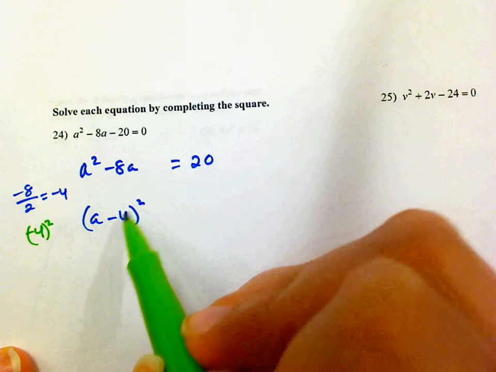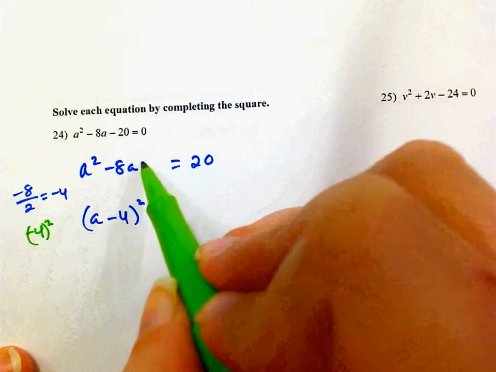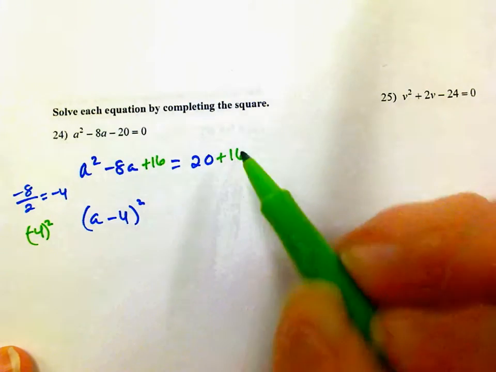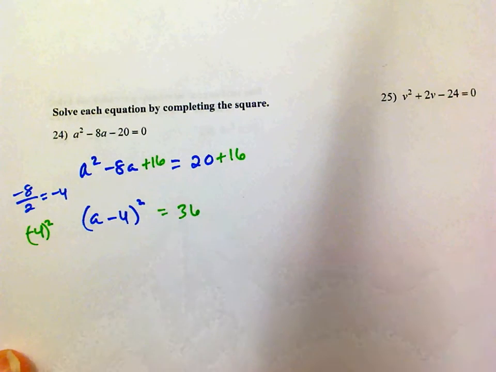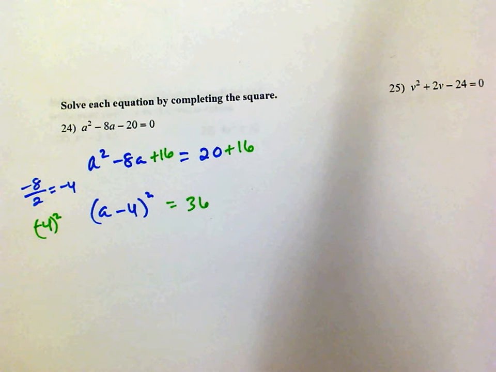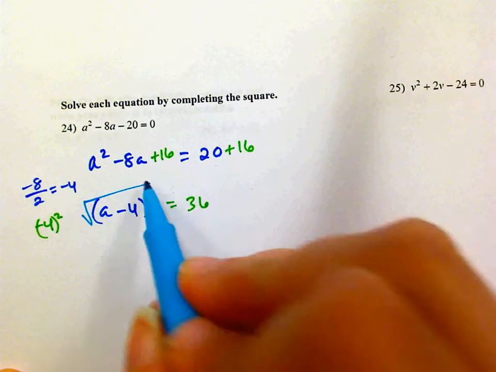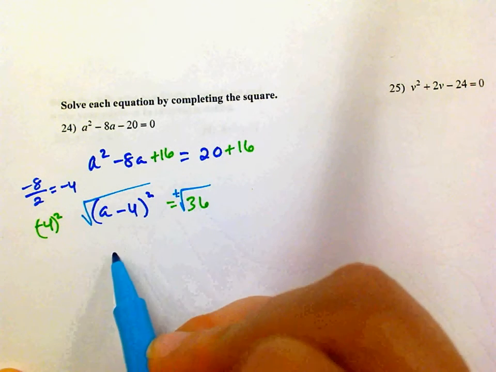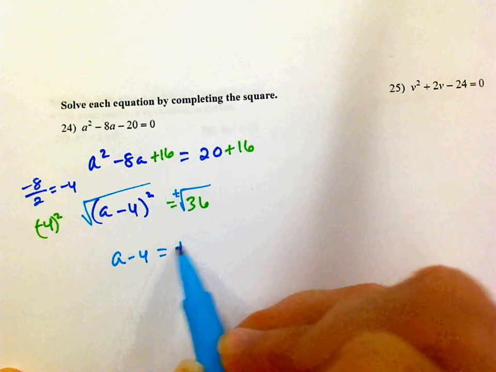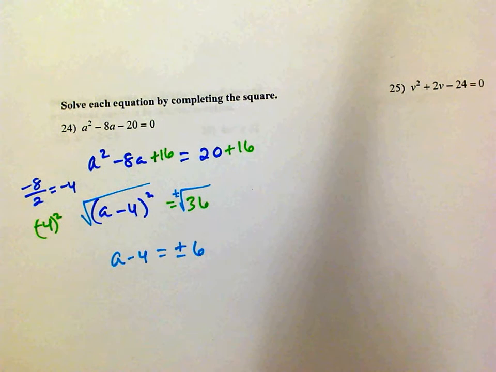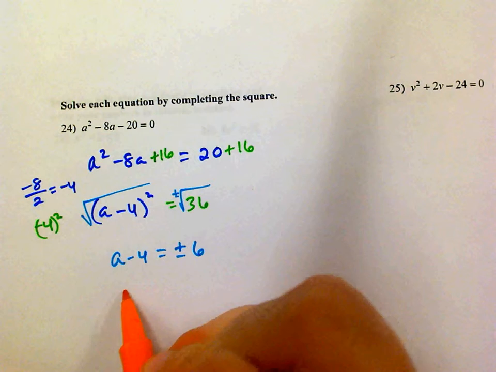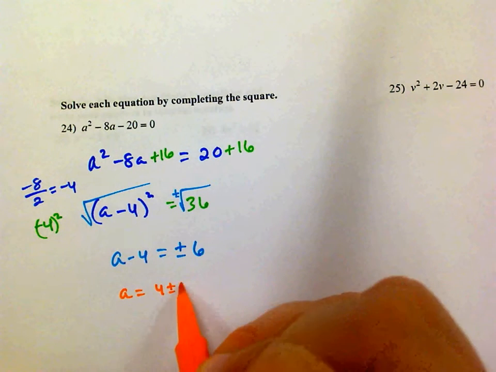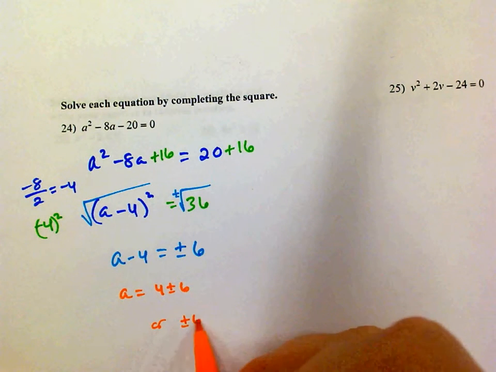And then I want to solve. So I'm going to get rid of the square by square rooting. Plus and minus. A minus 4 equals plus and minus 6. And then I'm going to get rid of the 4 by adding it. 4 plus and minus 6, or plus and minus 6 plus 4. Doesn't really matter. 4 plus 6 is 10. 4 minus 6 is negative 2. 6 plus 4 is 10. Negative 6 plus 4 is negative 2. Either way, you get the same answers.